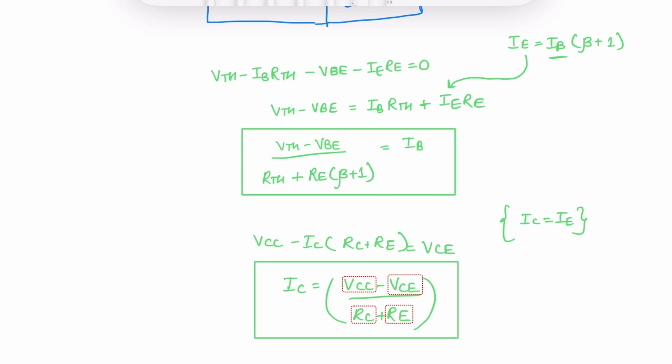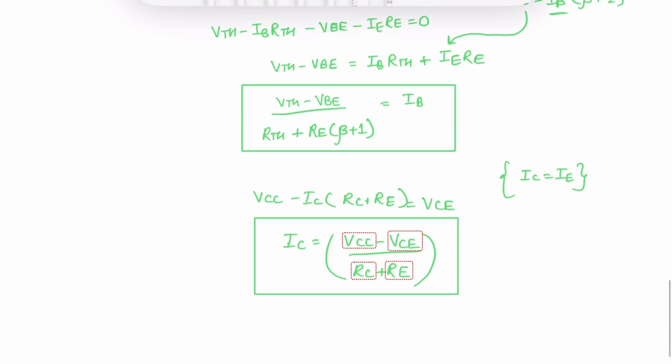That's it. And when we discuss the advantages of this biasing condition, it has more stability, it is less sensitive to changes, and the operating point remains stable under temperature variations. However, the disadvantage is that it requires more components and it is slightly more complex to design as compared to fixed biasing.